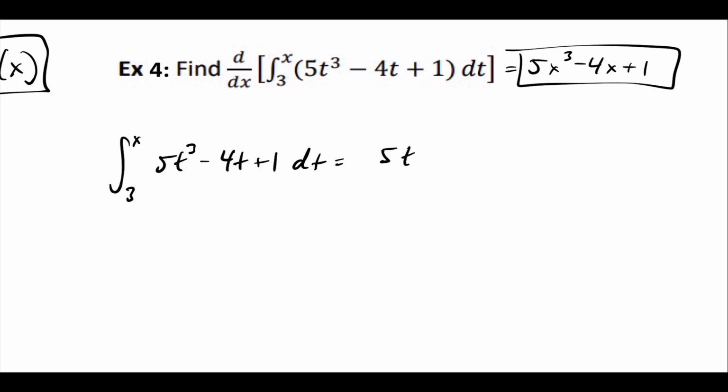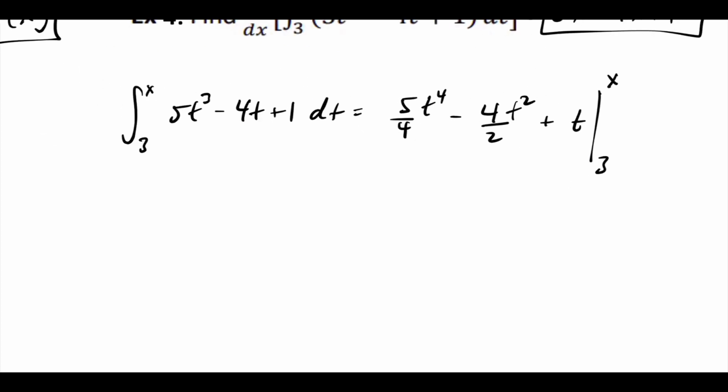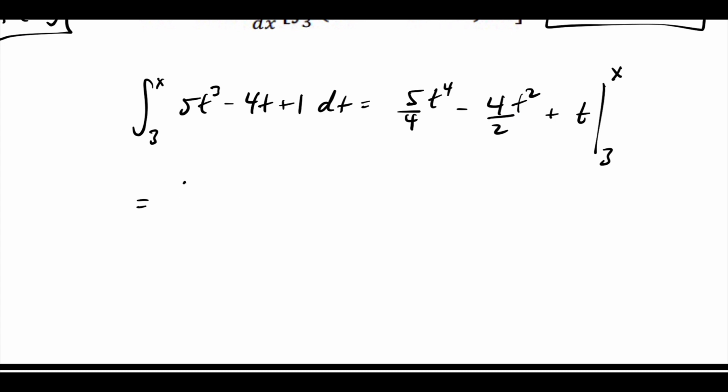So the antiderivative would be 5t to the fourth divided by 4 minus 4t squared divided by 2 plus 1t, or just t. And we would have to evaluate it from x to 3. Okay. So that means we have 5/4 t to the fourth minus 2t squared plus regular t from x to 3, right? So we plug in x first, plug in 3, see what we get.